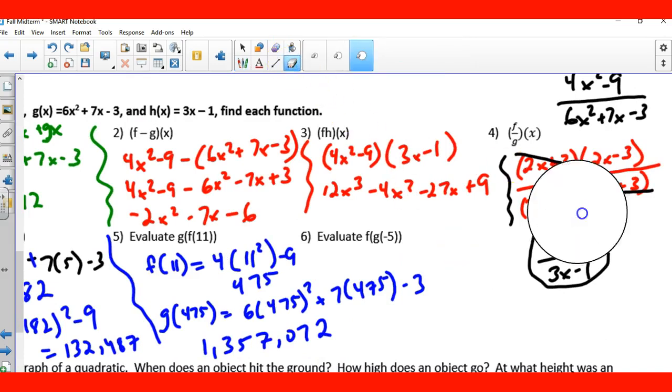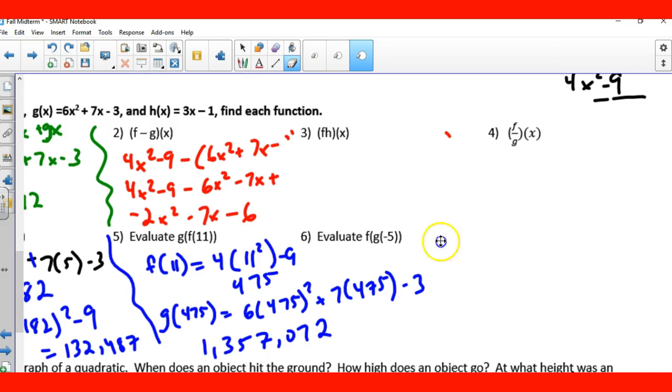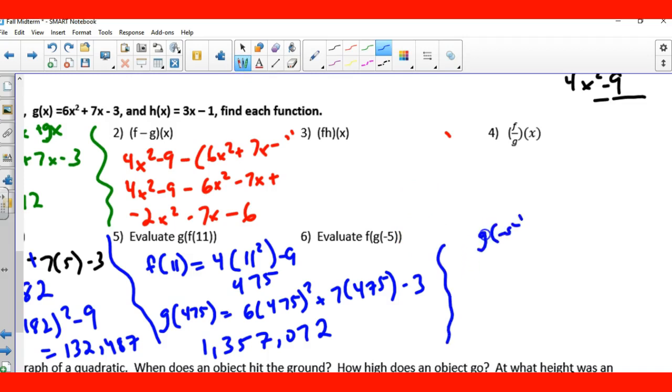Now, for this last part, we have g of -5. So we're going to go 6 times -5 squared plus 7 times -5 minus 3. -5 squared is 25. 25 times 6 is 150. This is 35. So 150 minus 35 is 115. And 115 minus 3 is going to be 112.